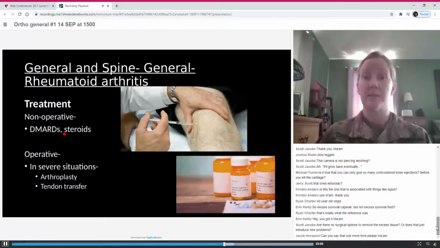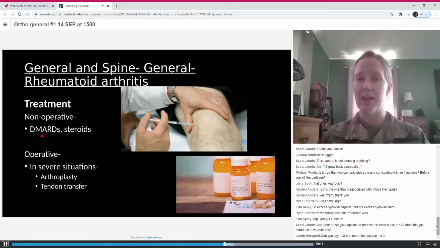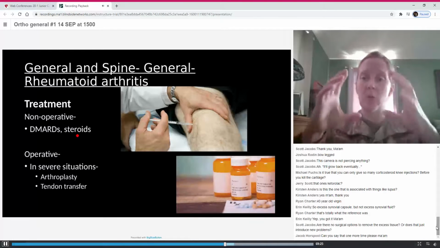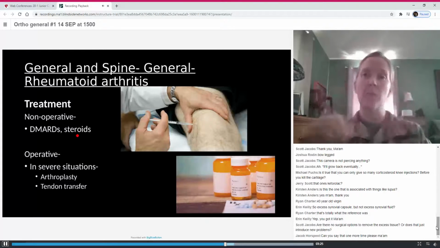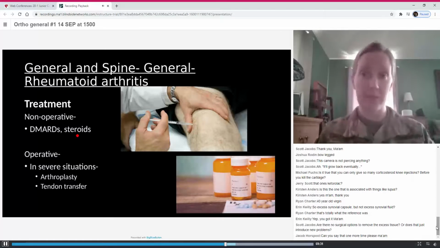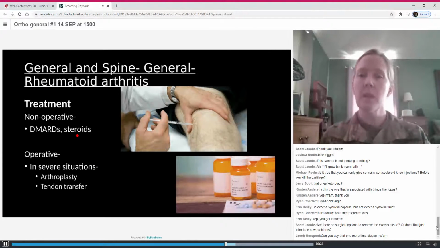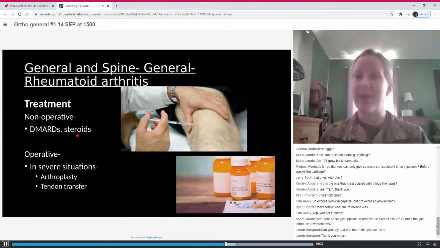Yes. I assume Horspool is referring to the disease modulating anti-rheumatic drugs. So that's our first line medication, controlling it systemically. Injectable steroids we can use to calm the irritation within that joint capsule, but we still have that same rule about the 3. So we can only do it in extreme situations. Did that cover the question? Okay.